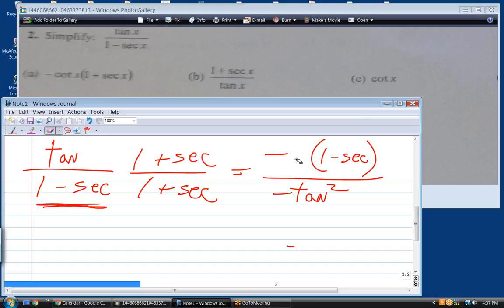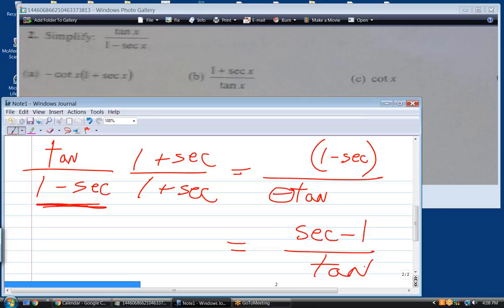Okay. So now I can get rid of that tangent, get rid of that exponent, and we end up, and I can take this minus sign and put it in the numerator instead of the denominator, and that makes the numerator become secant minus 1 all over tangent. That's the answer we should look for.